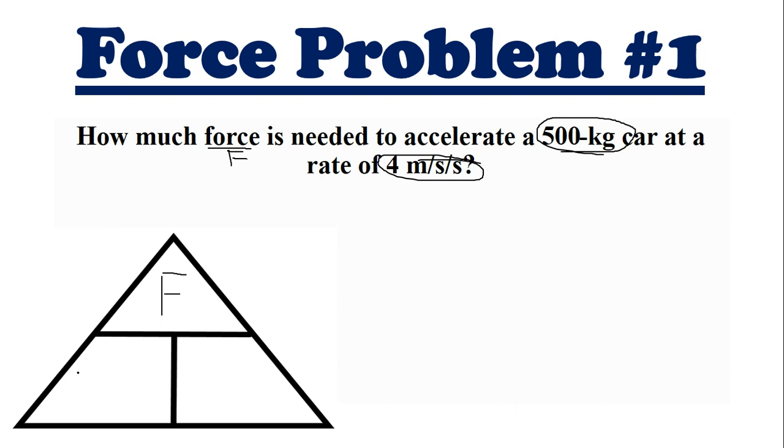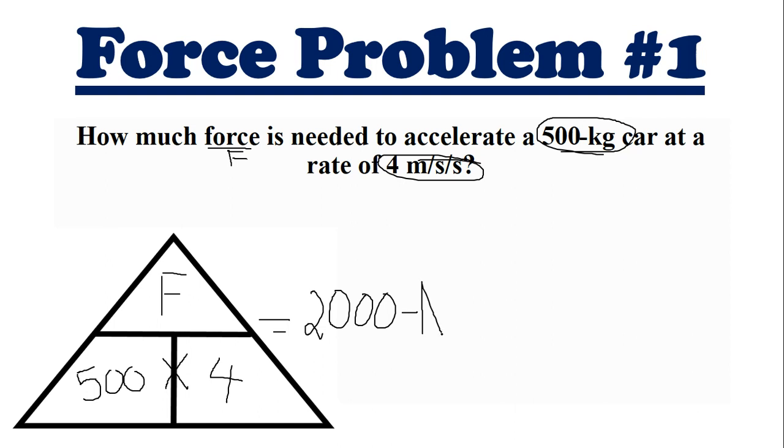Now, at the bottom, we have our mass, which is 500. And then we're also going to have our acceleration, which is 4. Since the numbers are next to each other, we're going to multiply them. And that means we're going to get 2,000. But you need to give the unit for force, which is newtons. And that is solving this problem for force.